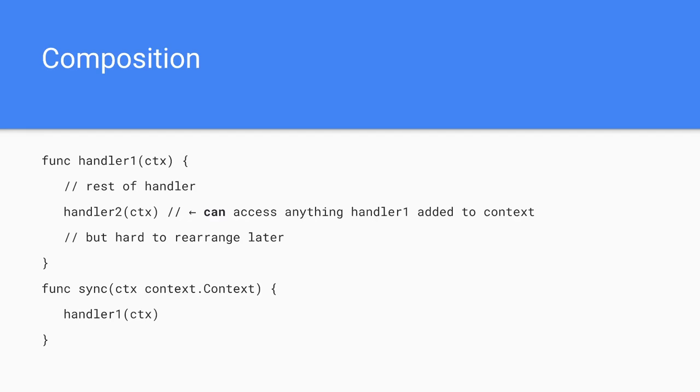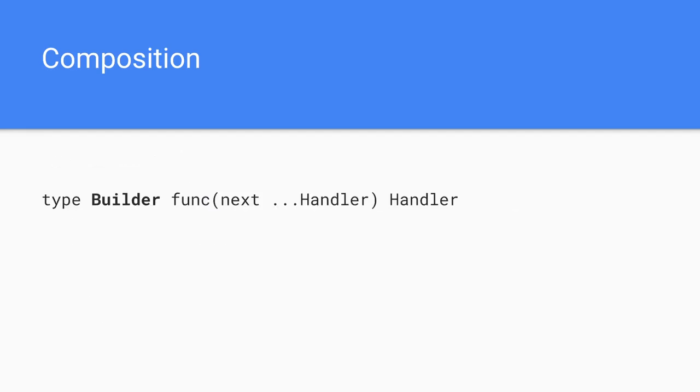Because it doesn't give me anything new, and if I want to move handler two to run before handler one, I have to rearrange everything, right? So this is where the builder type comes in, which is a function that takes in a set of handlers and returns a new handler, which is maybe not too exciting. But what this lets us do is think about injecting the next handler that a handler calls dynamically in a way that we can rearrange later. I'll show you some examples so it's not as nebulous.